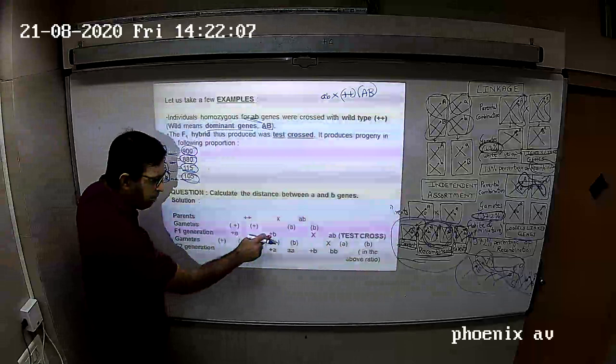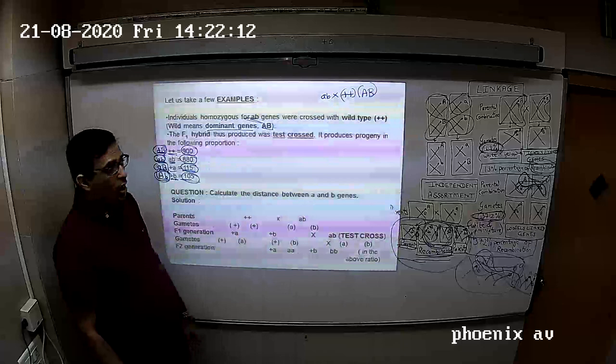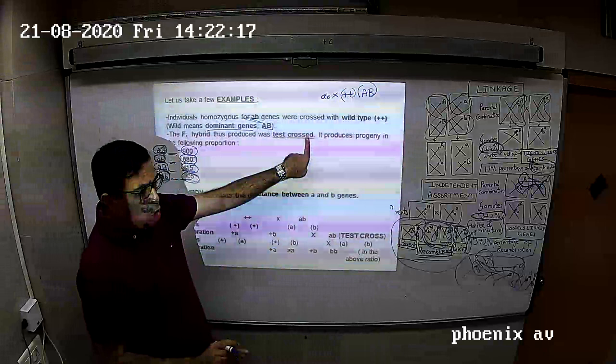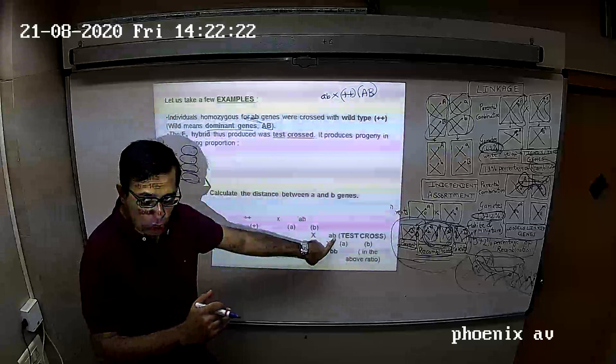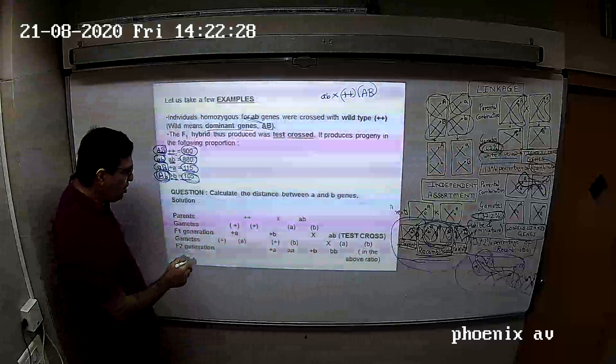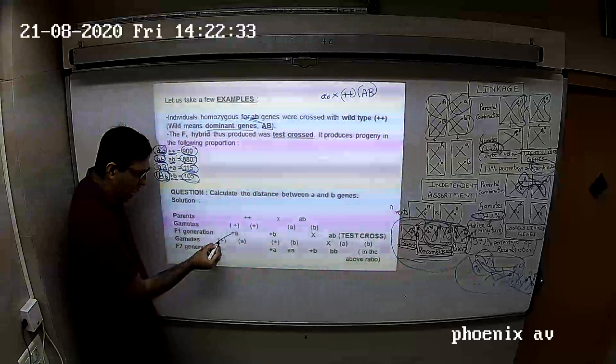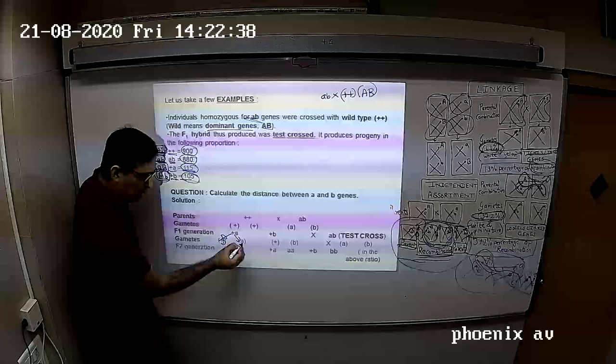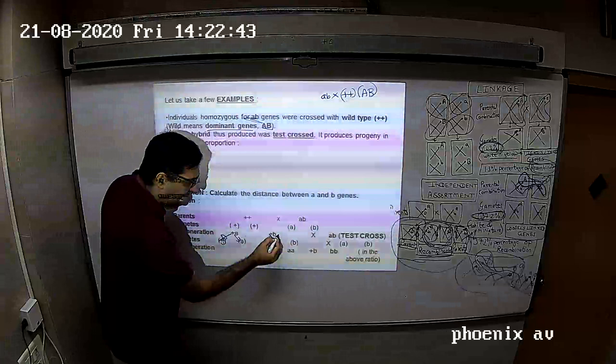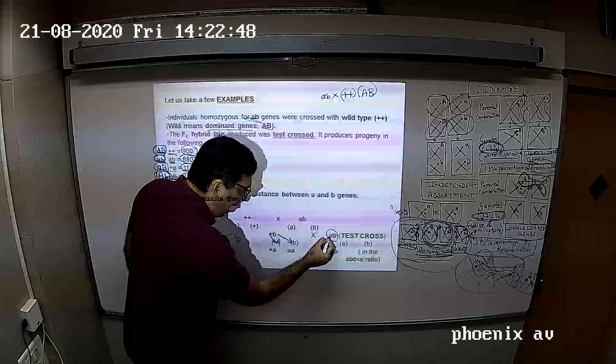And we did a test cross. What did we do with the F1 hybrid? Test cross. So in the test cross, small a, small b. It's a test cross. And what will the gametes become? Plus, in other words capital B, and small a, and plus, that is capital A, and small b. Which carriers will be formed from small a, small b? Small a and small b.